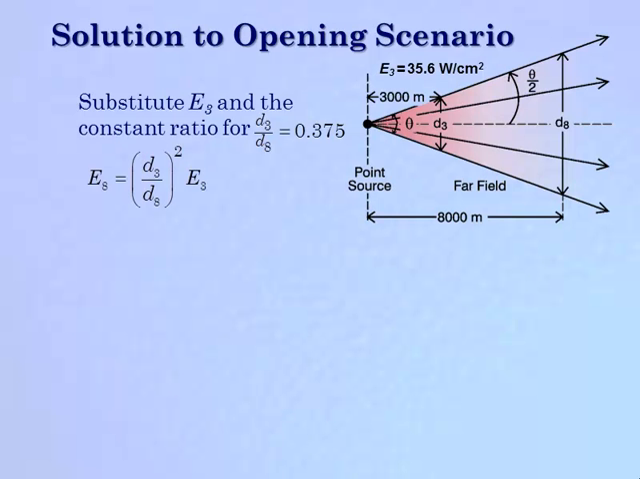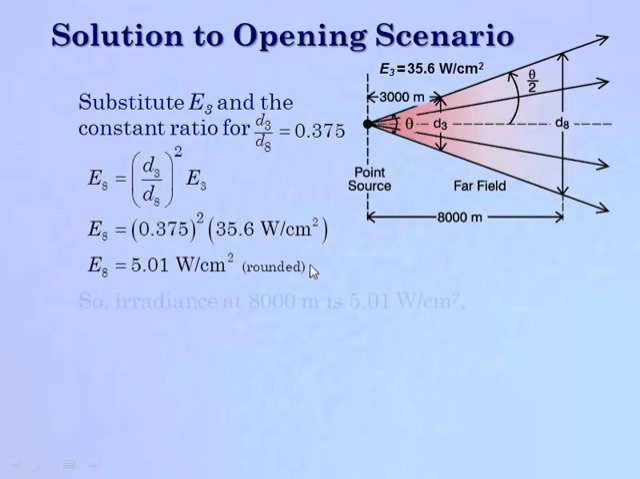So now let's substitute in our irradiance that we're given and the constant ratio that we found. Square that and multiply that by the input irradiance of E3, and that was 35.6 watts per centimeter squared, and we end up with 5.01 watts per centimeter squared.